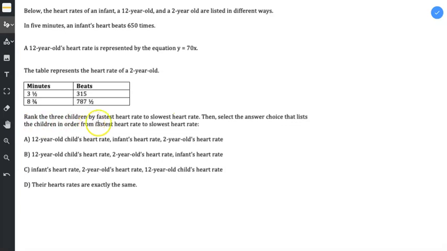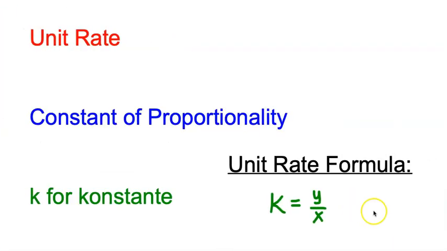Rank the 3 children by fastest heart rate to slowest heart rate. Then select the answer choice that lists the children in order from fastest heart rate to slowest heart rate. The big clue for me is this word rate. When I see rate, I think, all right, I'm finding a unit rate. What do I know about unit rate? I know another name for unit rate is constant of proportionality. I know the unit rate formula is k equals y over x, because k is the letter that represents unit rate. So I know all that information.